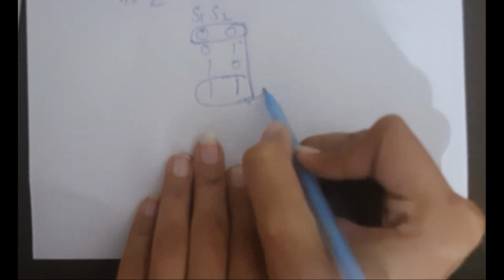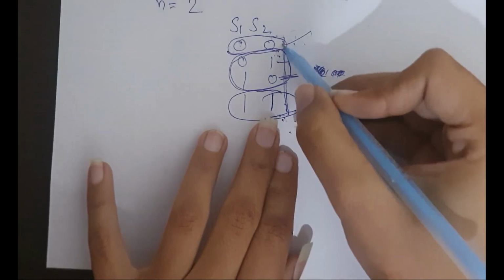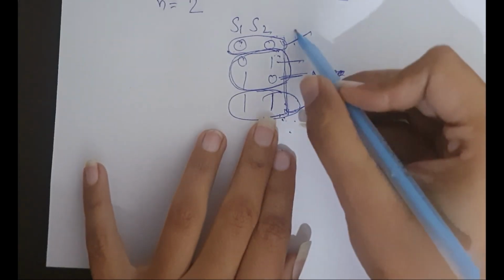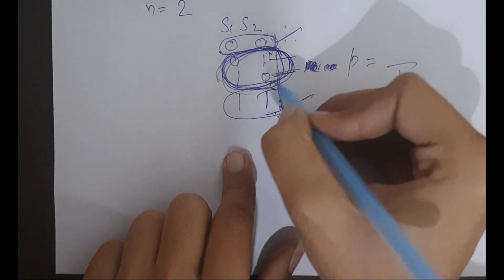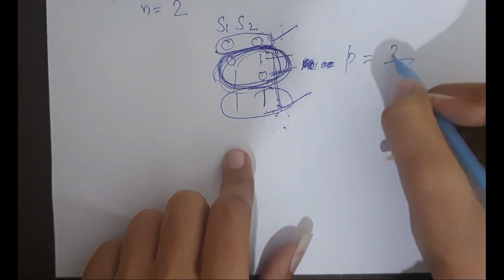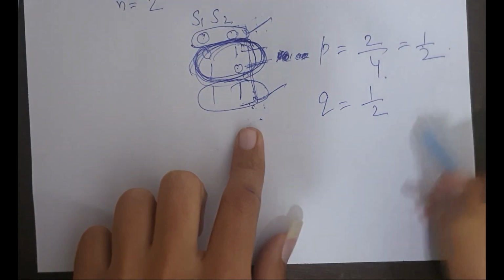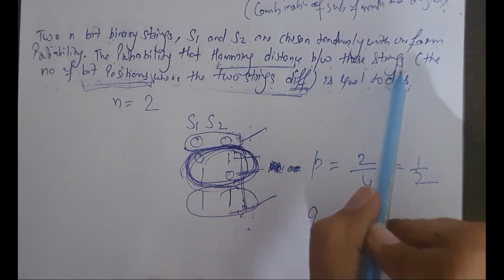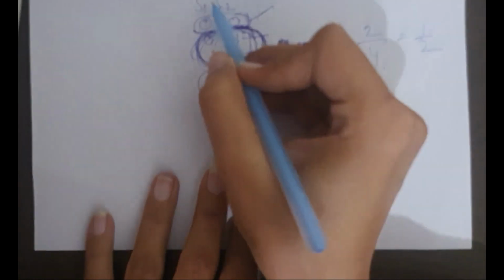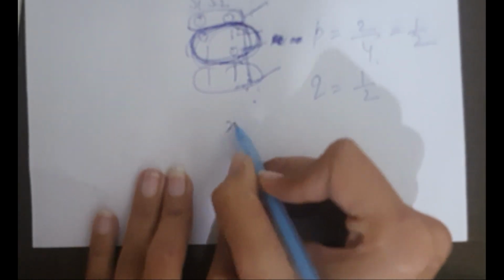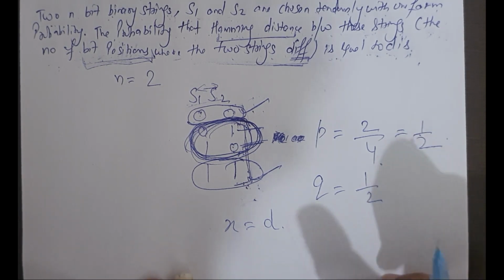Here there is no bit difference. Only bit difference is between these two strings. If these two cases will be there, then it will be a failure. Total number of cases are 1, 2, 3, 4. Only these two cases are success, and the probability of failure is also 1/2, because 1 minus P. The probability of Hamming distance between these strings being equal to D is... The difference between these strings is D. So X is D. You can understand this question only if you know the digital subject.